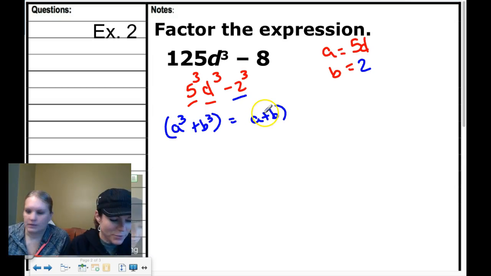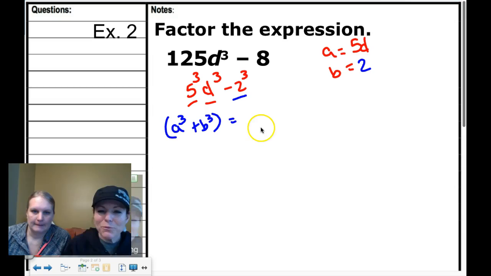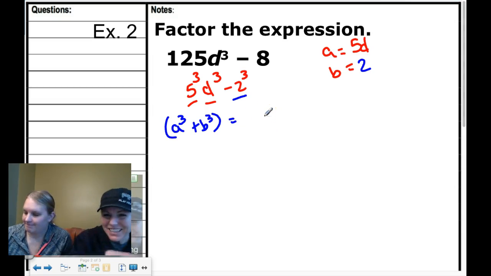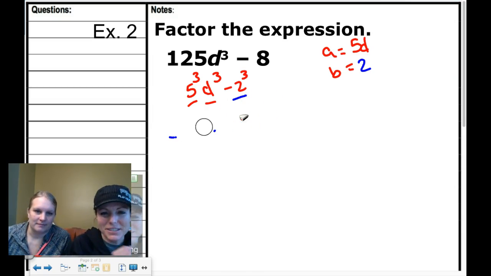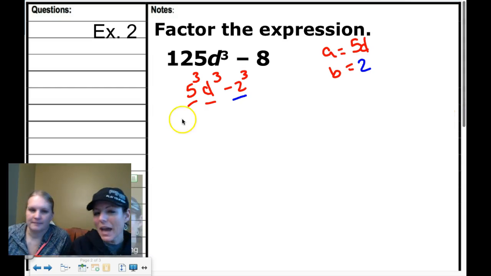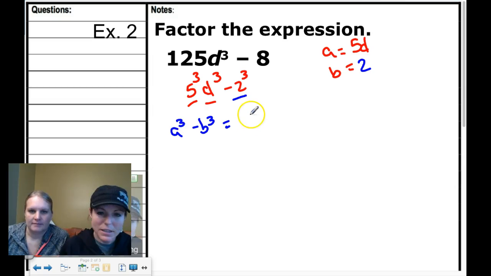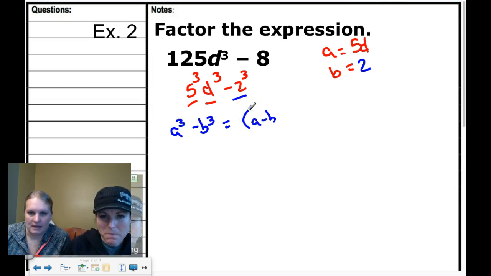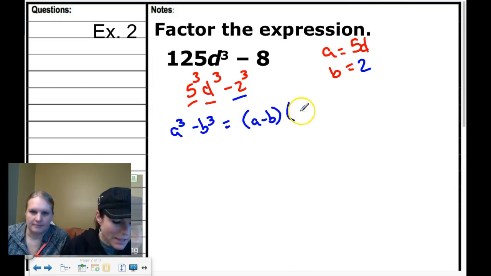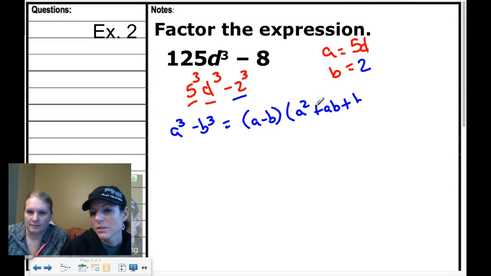Oh, I just lied to you. We're doing difference, sorry. And we just did that wrong too. Just erase it all. A cubed minus b cubed, not in parentheses. A cubed minus b cubed equals, in parentheses, a minus b, and in parentheses, a squared plus ab plus b squared.